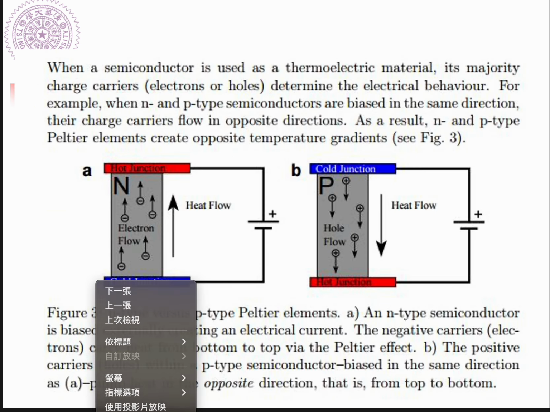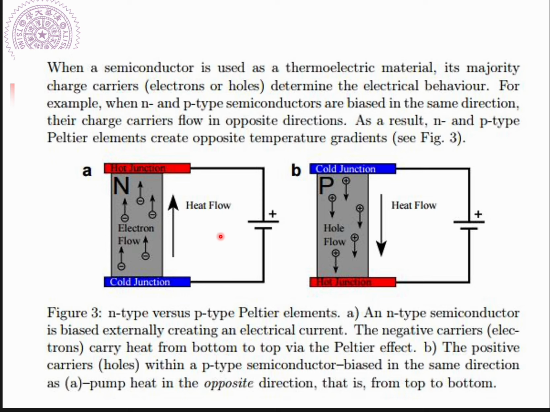So I also grabbed these figures from the internet. What these figures mean is an N-type versus a P-type material for the Peltier element. We have N-type material when I apply an electrical circuit, but in this case the electrical current is going this way, and the electrons definitely flow in the opposite direction, so the electrons will go upward.